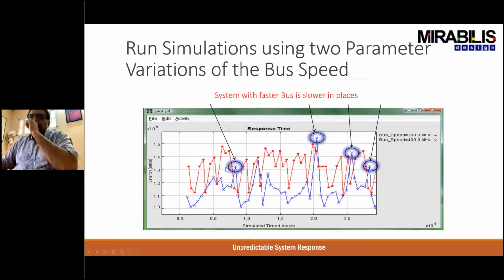In this case, the 200 megahertz, which is the red dots, is slightly higher than the 400 megahertz latency. But there are certain points over here, these circular ones, where the 400 megahertz bus actually increases the latency, which means there's a much higher latency for the implementation using the 400 megahertz. Now, in normal circumstances, maybe it's not a problem, but there are other events that can cause it to be a problem.